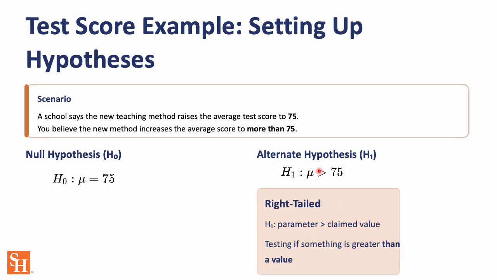So remember, for a left tail test we use a less than sign, and for a right tail test we compare with a greater than sign, right? For a right tail test our population parameter is greater than some value, and for a left tail test our population parameter is less than some value. Therefore it is a right tail test, right?